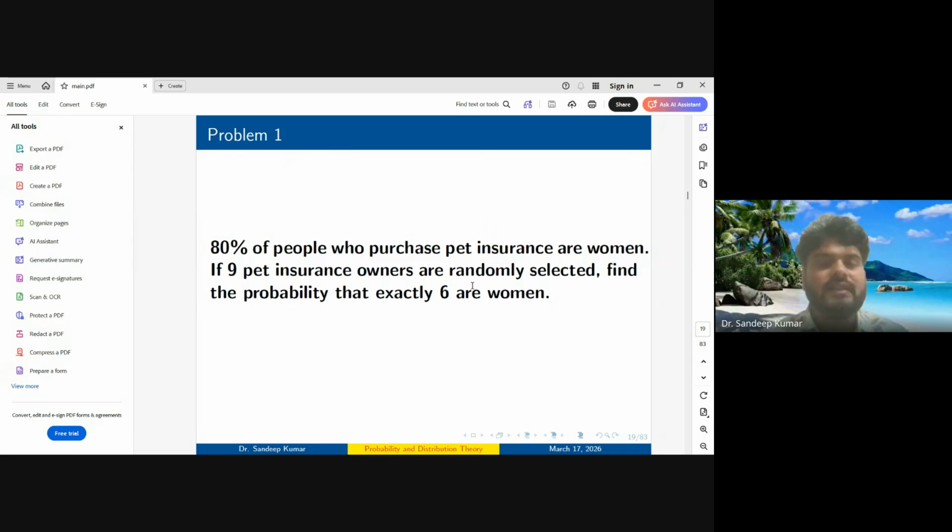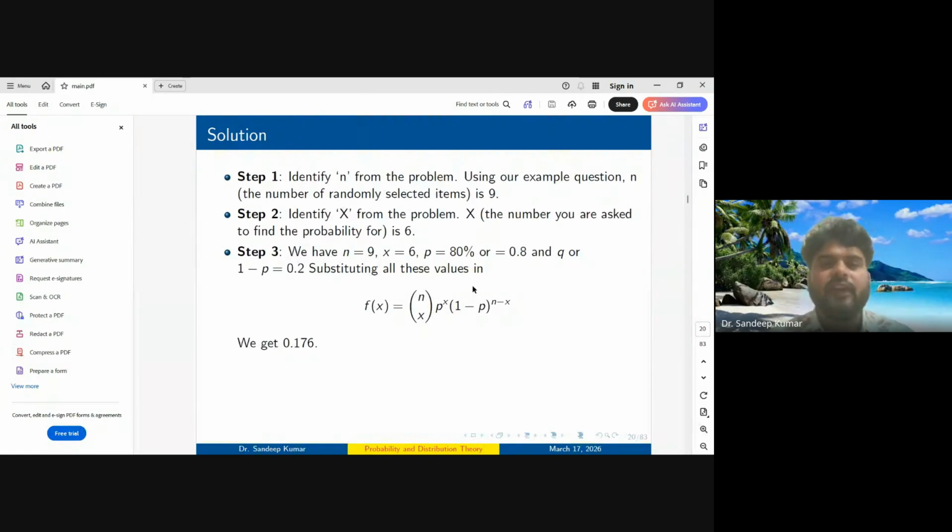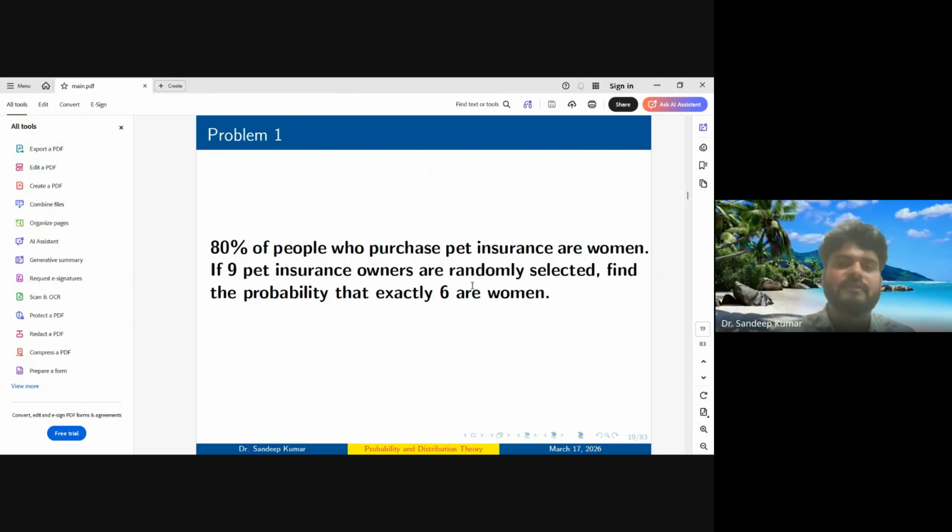And now some problems of the binomial distribution, because of different applications in different sectors. Basically, 80% of the people who purchase pet insurance are women. If 9 pet insurance owners are randomly selected, find the probability that exactly 6 are women. So step 1, identify n from the problem. Using our example question, n, the number of randomly selected items, is 9. 9 pet insurance owners are randomly selected.